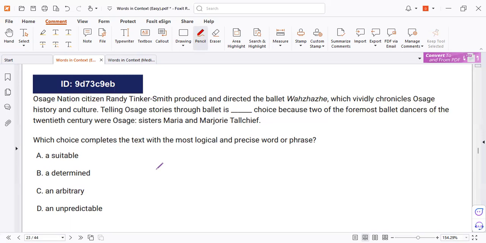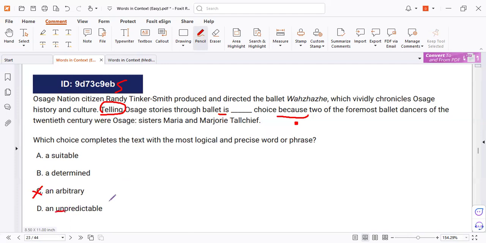What does it describe? He said telling stories through. So telling is a gerund subject. Telling is what? Do you remember the technique? Yes. So because two of the foremost ballet dancers of the 20th century were Osage. So that is, were arbitrary. How arbitrary? He said there is nothing to say it was random. They work together. They proved. So no sign.